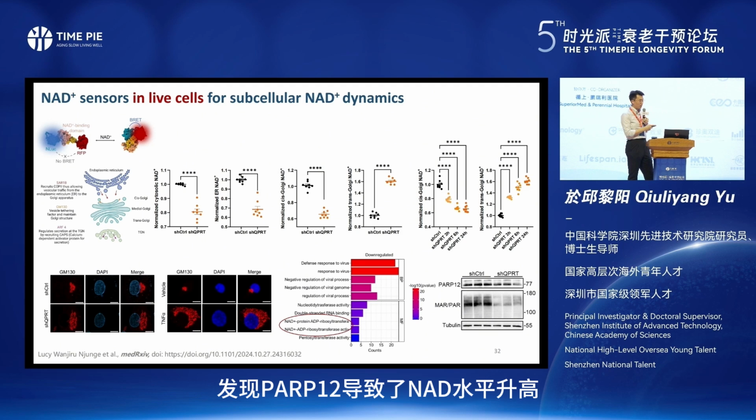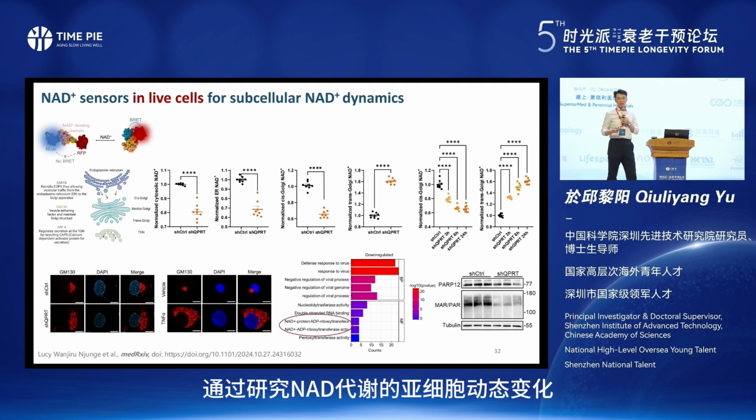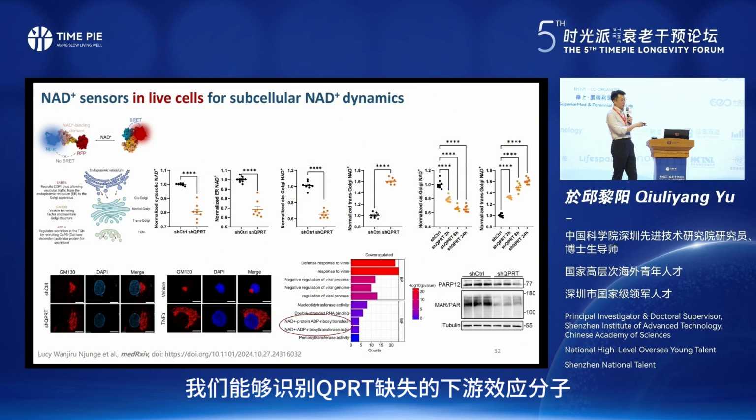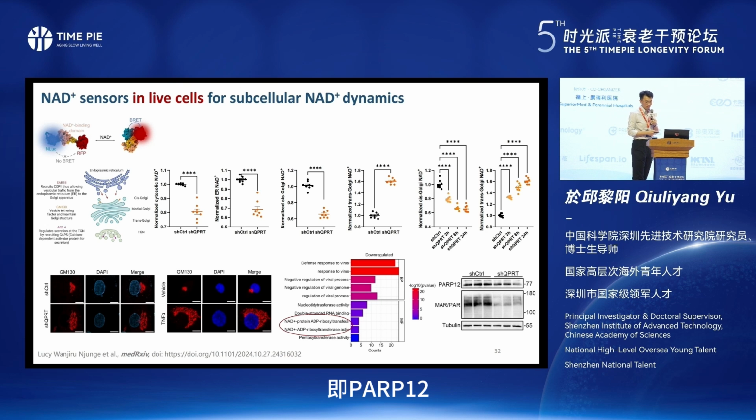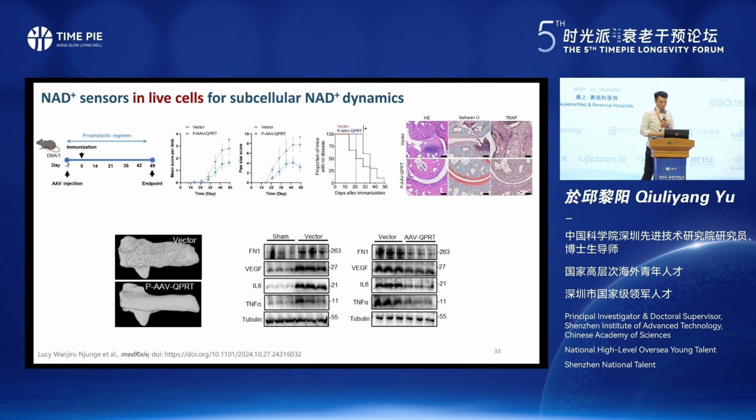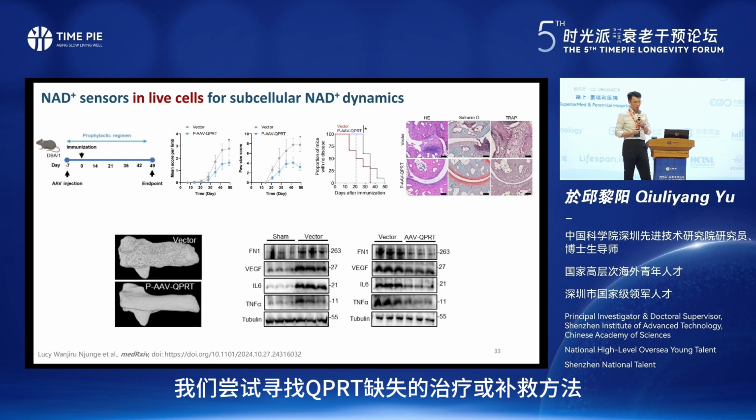And we found that PARP12 was responsible for this inflation. So by looking at the subcellular dynamics of NAD metabolism, we can actually identify downstream effectors of the deficient QPRT, that's the PARP12. And having identified this, we tried to come up with therapeutic or rescue methods for the QPRT deficiency.